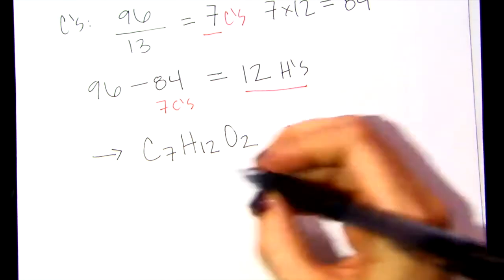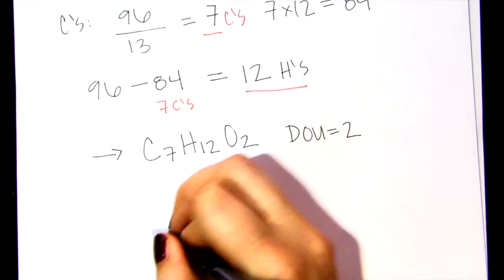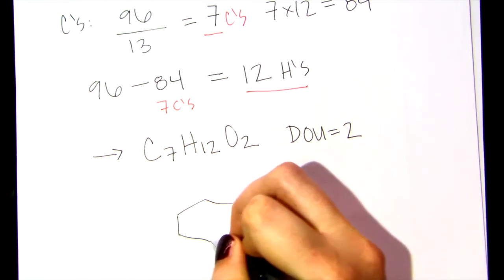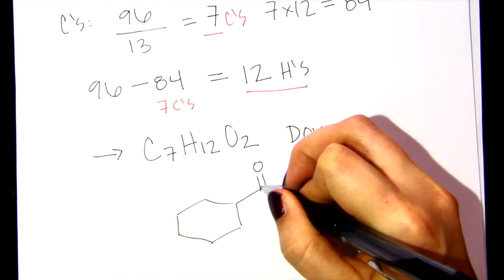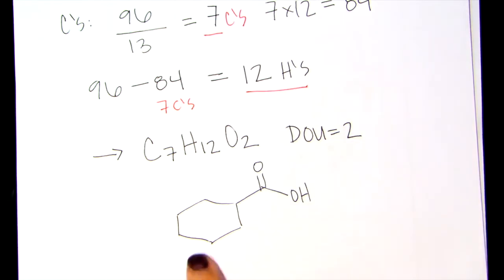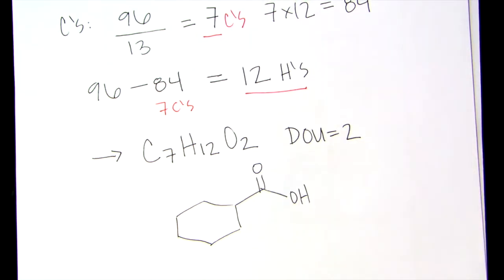So we know we have at least 1 DOU from the carbonyl, and then the other one is probably a ring because we don't have any evidence for any other double bonds, right? We don't have any alkene evidence, so it's probably not another double bond, but the ring can accommodate the other DOU. And if you're unsure, go back and count, right? This should have the same formula that you just came up with.